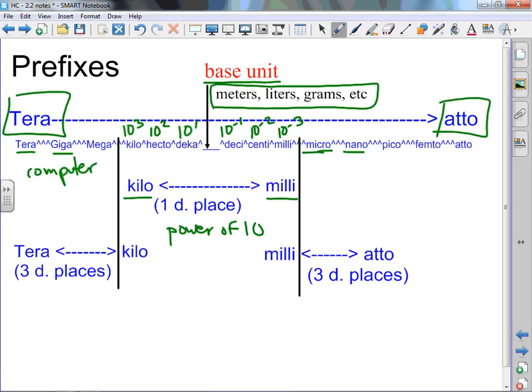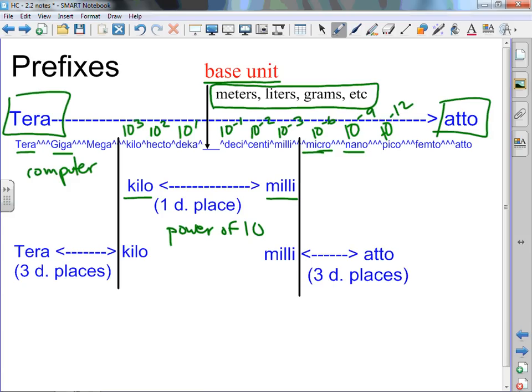Outside of that range of kilo to milli, they no longer do just a power of 10. They do the power of 10 three times. So from milli to micro, it's now 10 to the minus 6 is the value for micro. So we have gone from 10 to the minus 3 at milli to 10 to the minus 6 at micro. Nano, 10 to the minus 9. Pico, 10 to the minus 12, and so on.